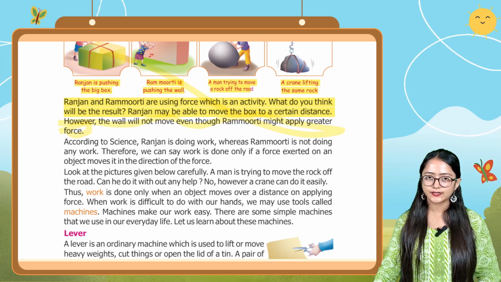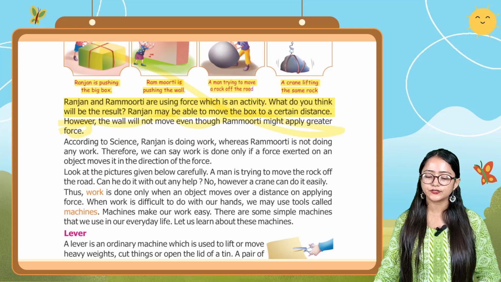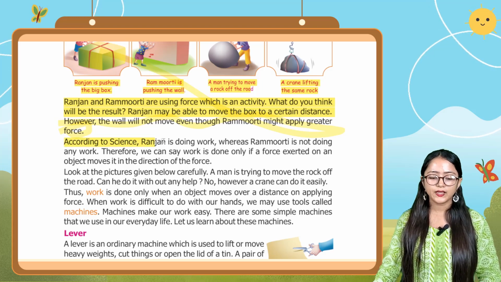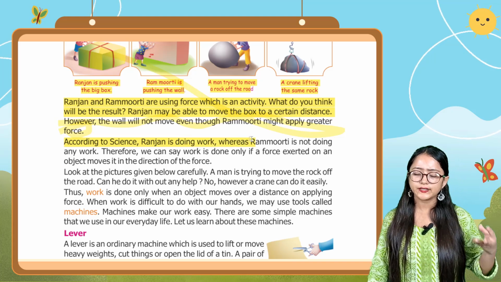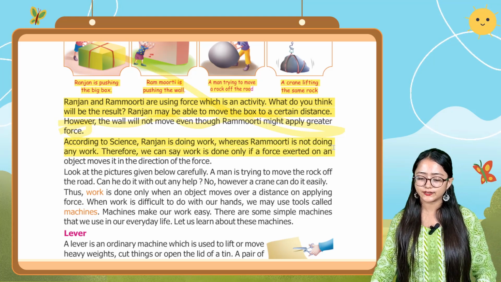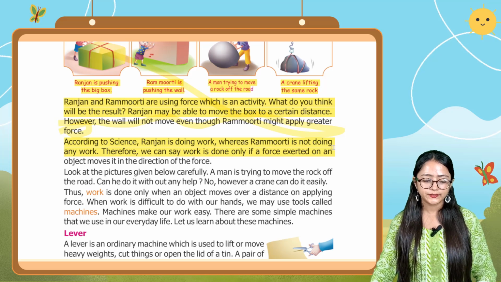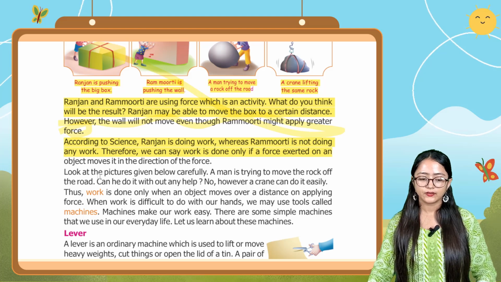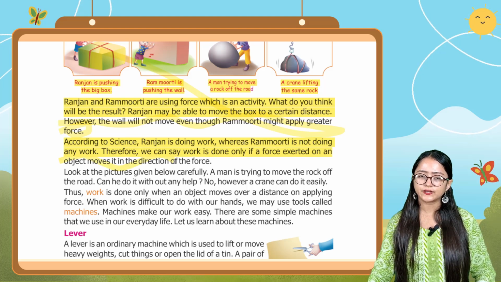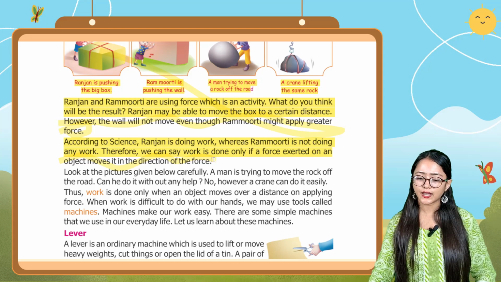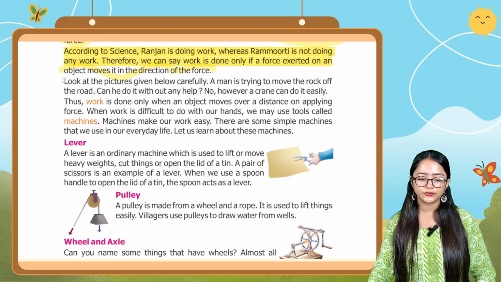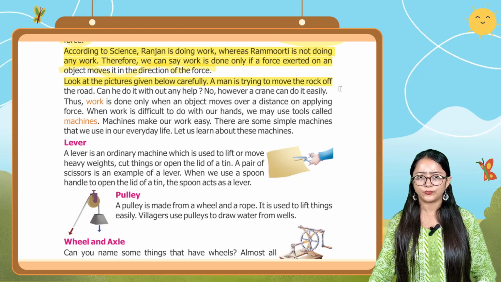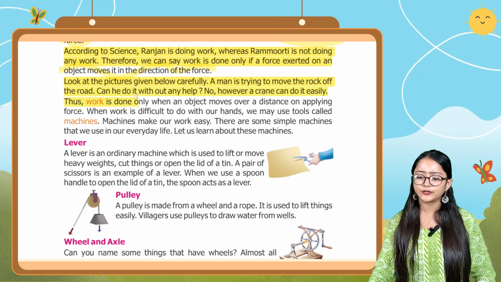Now next it is saying, according to science, Ranjan is doing work, whereas Ramurthy is not doing any work. Therefore, we can say work is done only if a force exerted on an object moves it in the direction of the force. Next, it is saying look at the pictures given below carefully. A man is trying to move the rock off the road. Can he do it without any help? No. However, a crane can do it easily.